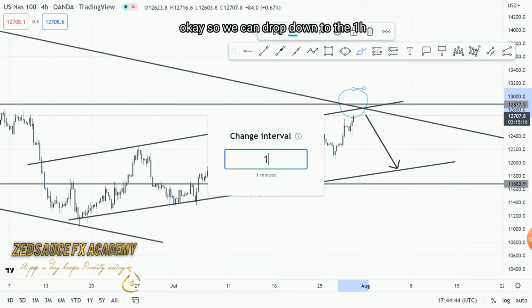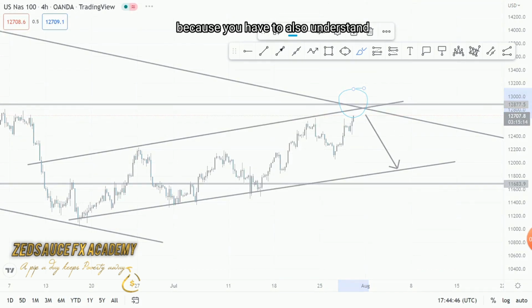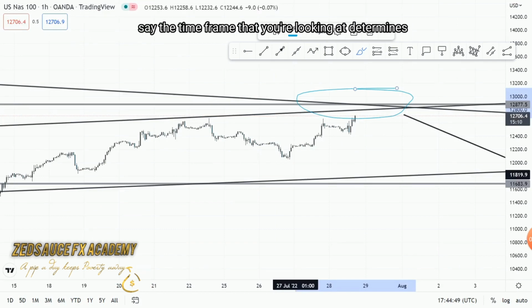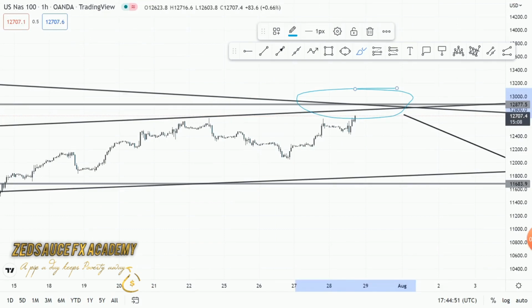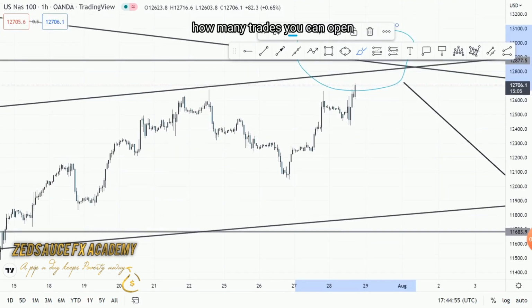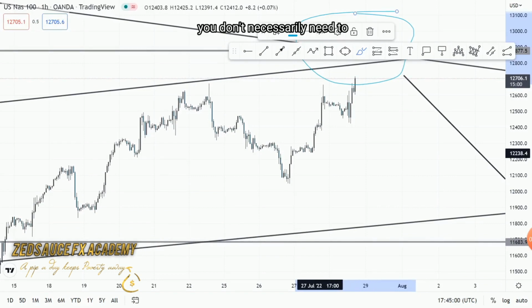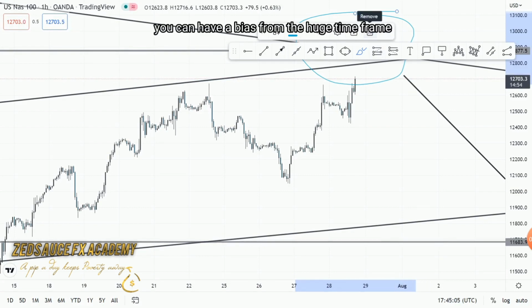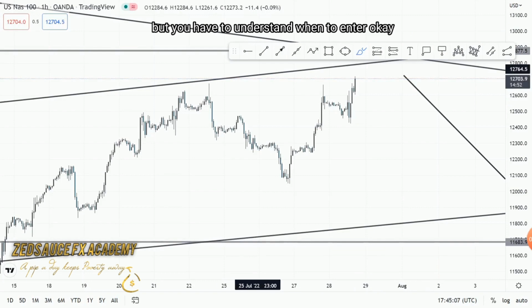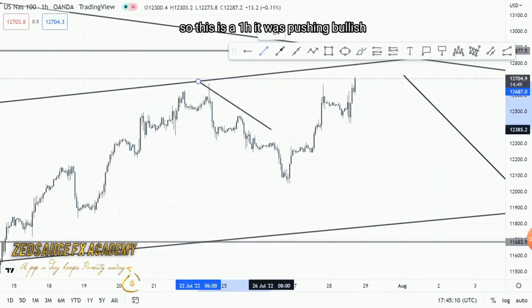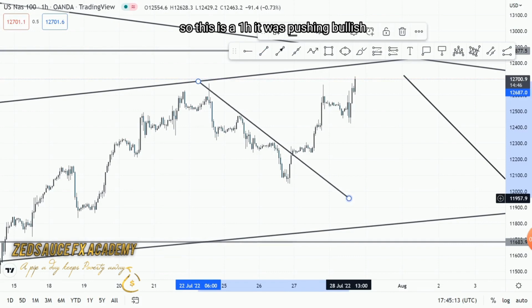Okay, so we can drop down to the 1-hour, because you have to also understand that the time frame you're looking at determines how many trades you can open, what lot sizes and whatnot. Because if you have a small account, you don't necessarily need to trade on a very huge time frame. You can have a bias from the huge time frame, but you have to understand when to enter. Okay, so this is a 1-hour. It was pushing bullish, it has broken bearish, here lower low, and it has broken through, and now it is continuing in this bullish move.